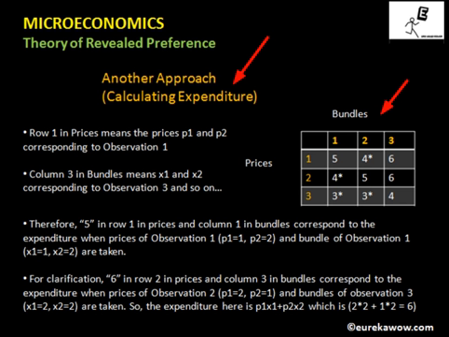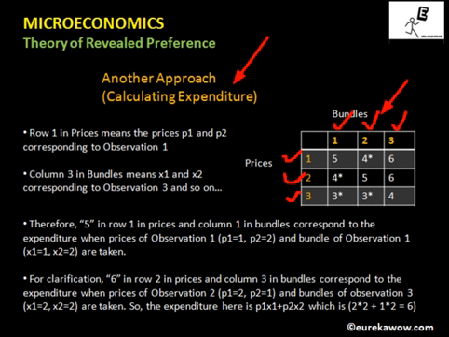Now let's look into this row. This row basically represents prices P1 and P2 corresponding to observation 1. This row represents prices P1 and P2 corresponding to observation 2. This represents prices P1 and P2 corresponding to observation 3. Now what does the column represent? Column 1 means x1 and x2 corresponding to observation 1. Column 2 represents x1 and x2, that is the quantity demanded of good 1 and good 2 corresponding to observation 2. And column 3 represents x1 and x2 corresponding to observation 3.